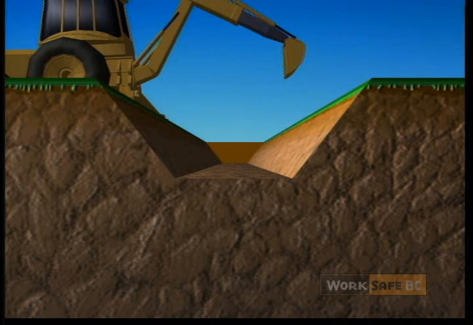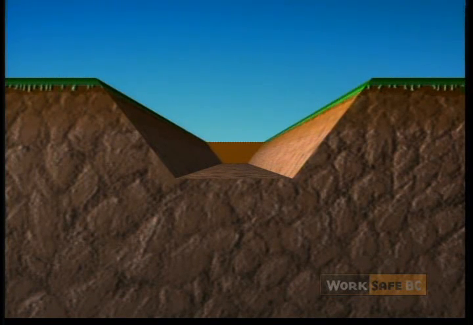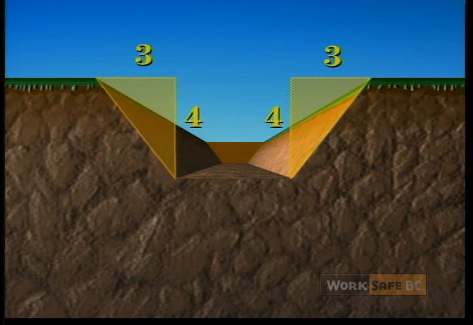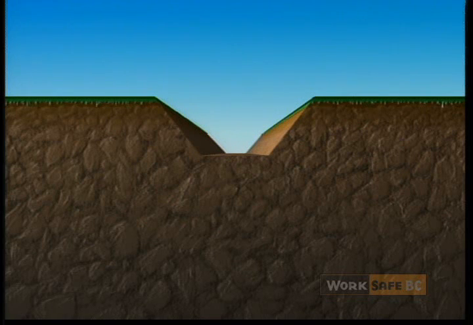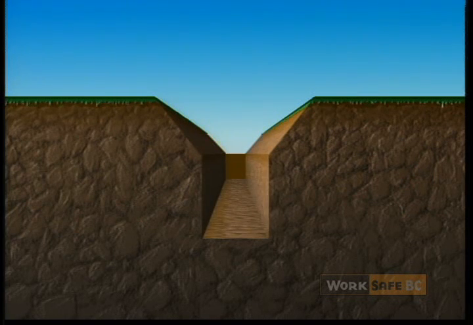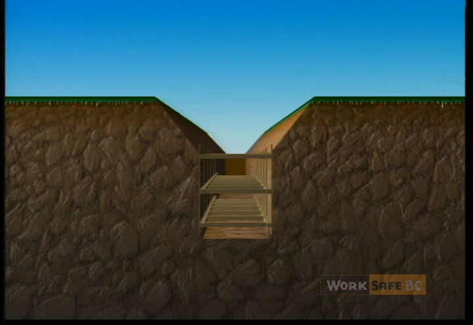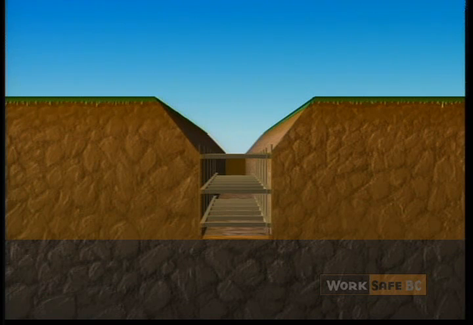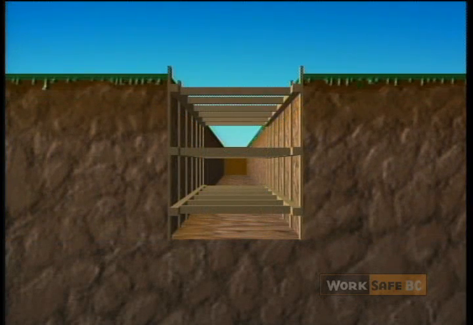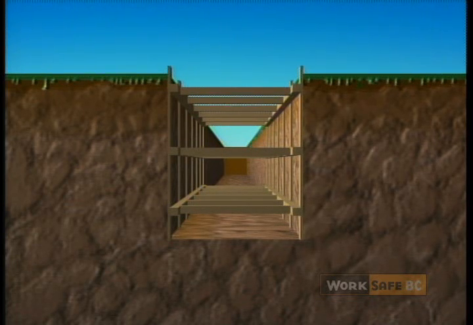When sloping is used instead of shoring, depending on the conditions, no slope can be steeper than 3 feet horizontal to 4 feet vertical. When a combination of sloping and shoring is used, the minimum amount of shoring must be equivalent to the standard for the overall depth of the excavation. Shoring is installed from the top down and removed from the bottom up. The reason is so workers will always be protected by the shoring that's in place.